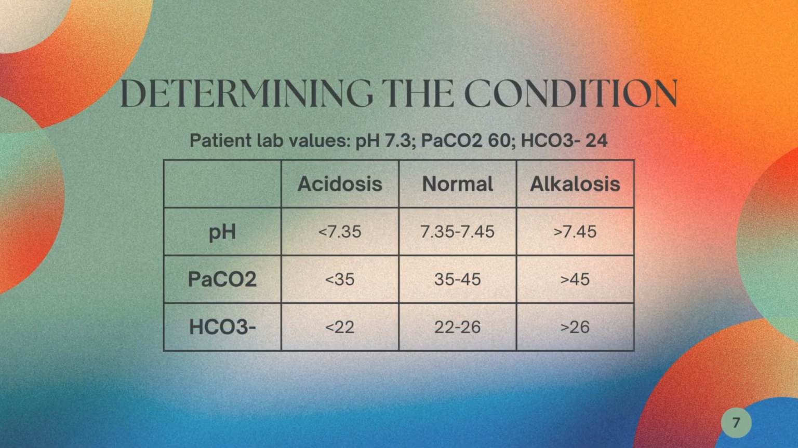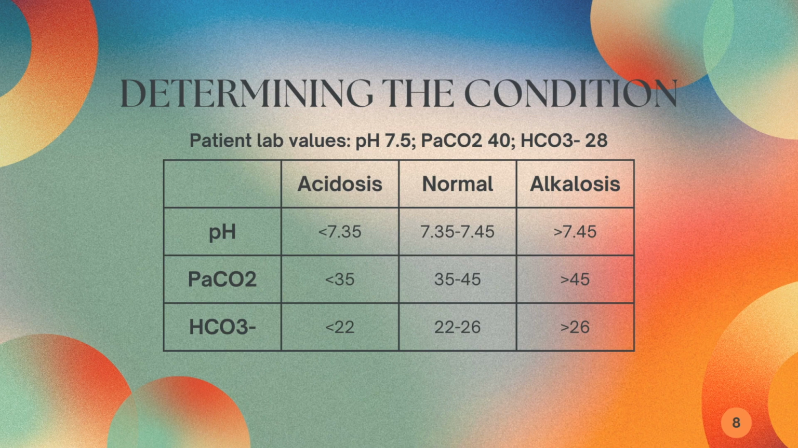But here are some practice questions, and we'll go step by step. So determining the condition, the patient lab values are as follows. pH is 7.3. That qualifies as acidosis. Now looking at CO2, that is 60, so that is high. And now we have two abnormal values. So we have a pH that is low and a CO2 that is high, so that is opposite. So you are looking at respiratory acidosis. And also looking at the bicarbonate, that is normal.